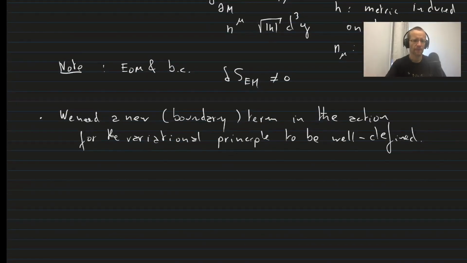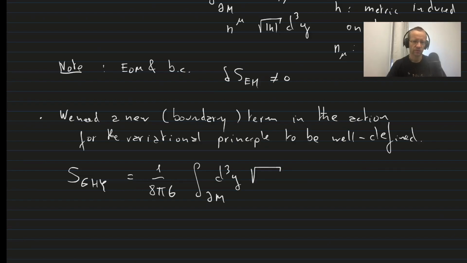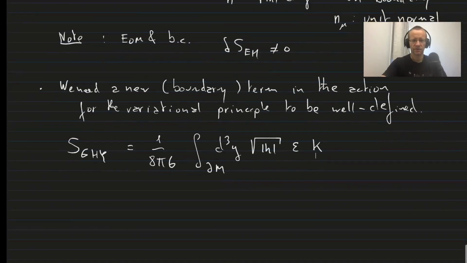That term is the term we're after. It's the Gibbons-Hawking-York term. And it's equal to 1 over 8 pi G times the integral over the boundary now of the manifold, d to the third y square root of mod h times epsilon times the extrinsic curvature trace K.